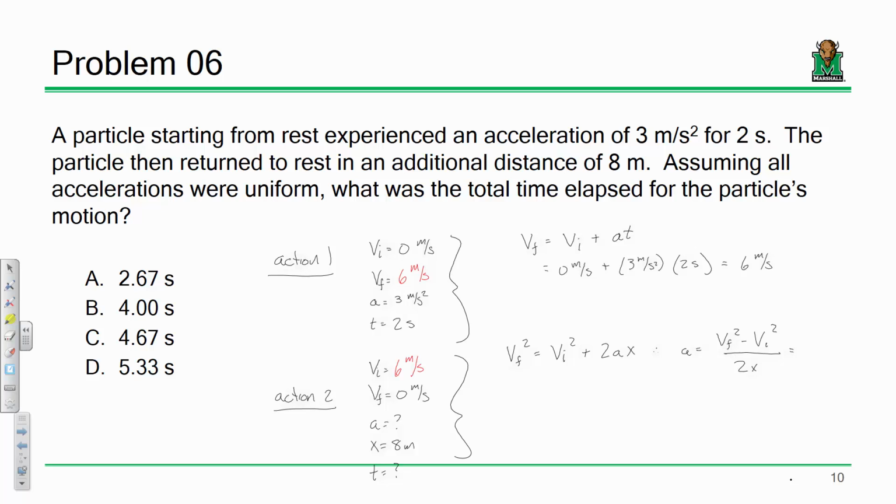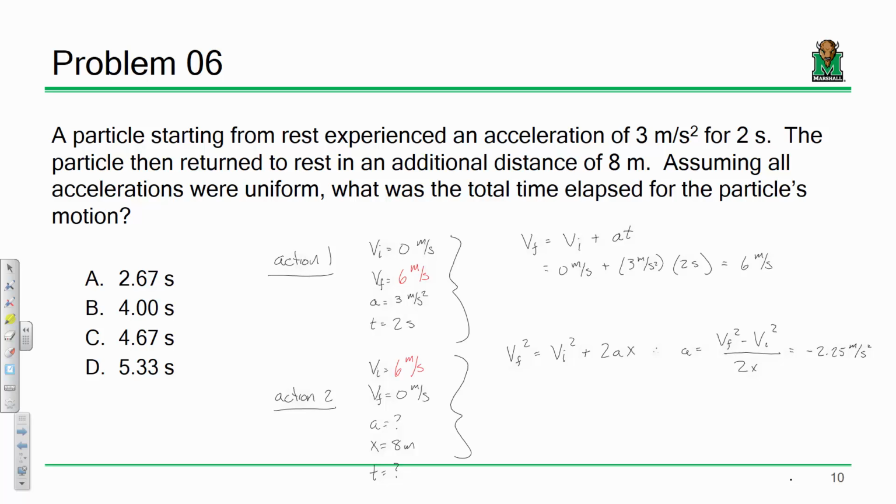And so what is that? 6 squared is 36 over 16. 36 divided by 16 is what? Negative 2.25 meters per second squared. Does it make sense that it's negative? Why? It's slowing down. Yeah, it's decelerating, so it's negative.